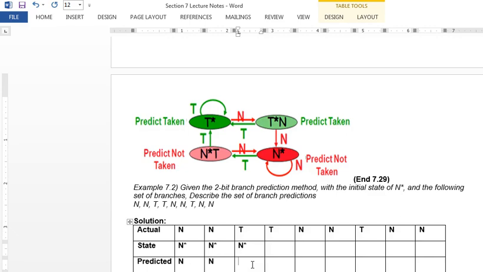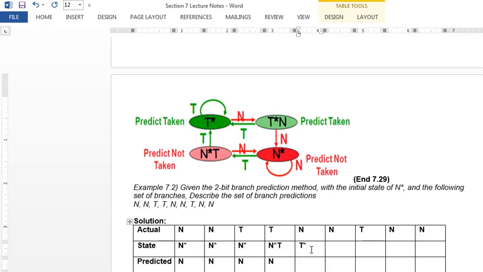N star T. So we predicted N. Turns out it was wrong, T, we go to N star T. So now we're at N star T. What are we going to predict? Are we going to predict taken or not taken, if we're in N star T? Yeah, predict not taken here, right? So we're going to predict not taken. And we were wrong, so now where do we end up?